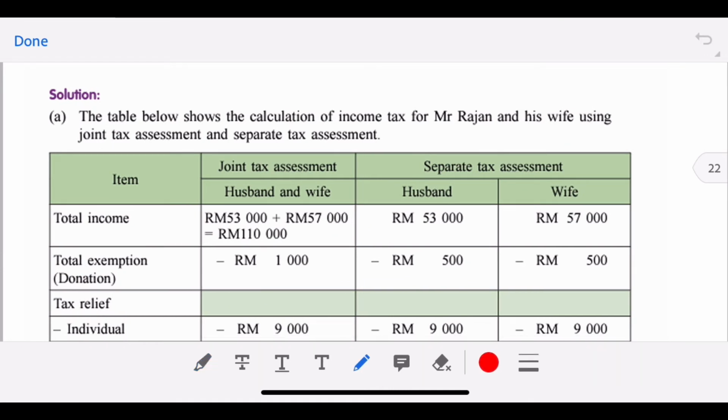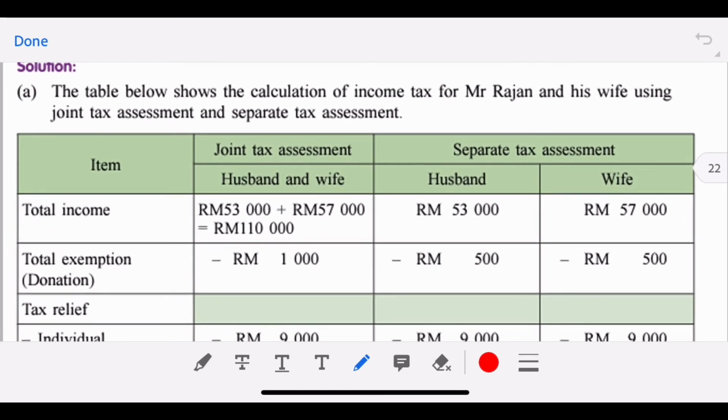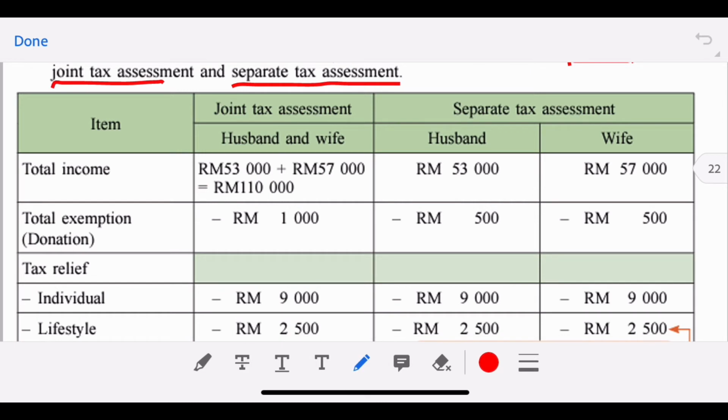Rajan and wife. Okay, the table below shows the calculation of income tax of Mr. Rajan and his wife using the joint tax assessment and separate tax assessment. Okay, let's study the joint tax assessment first. Husband and wife, so they join together the income.